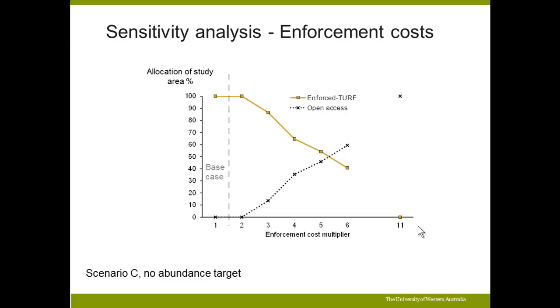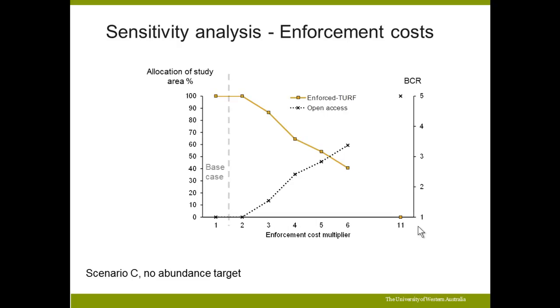The model wasn't constrained here to just choose between these 2 zones, but this is what it does. The reason it does that is because we don't have an abundance target when we looked at this sensitivity analysis. So the model in this case is purely maximizing for fisher revenue. It's not constrained by anything apart from maximizing fisher revenue.